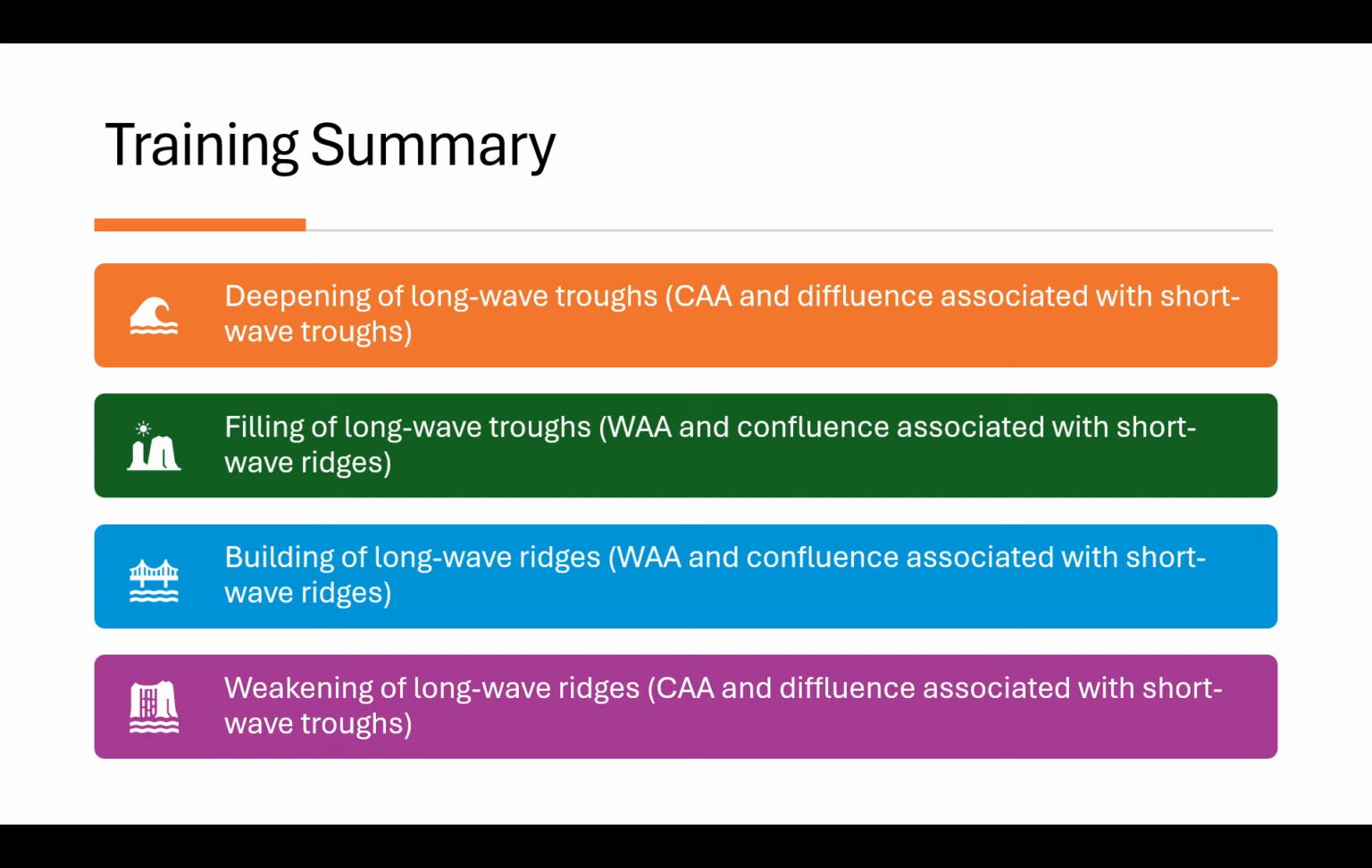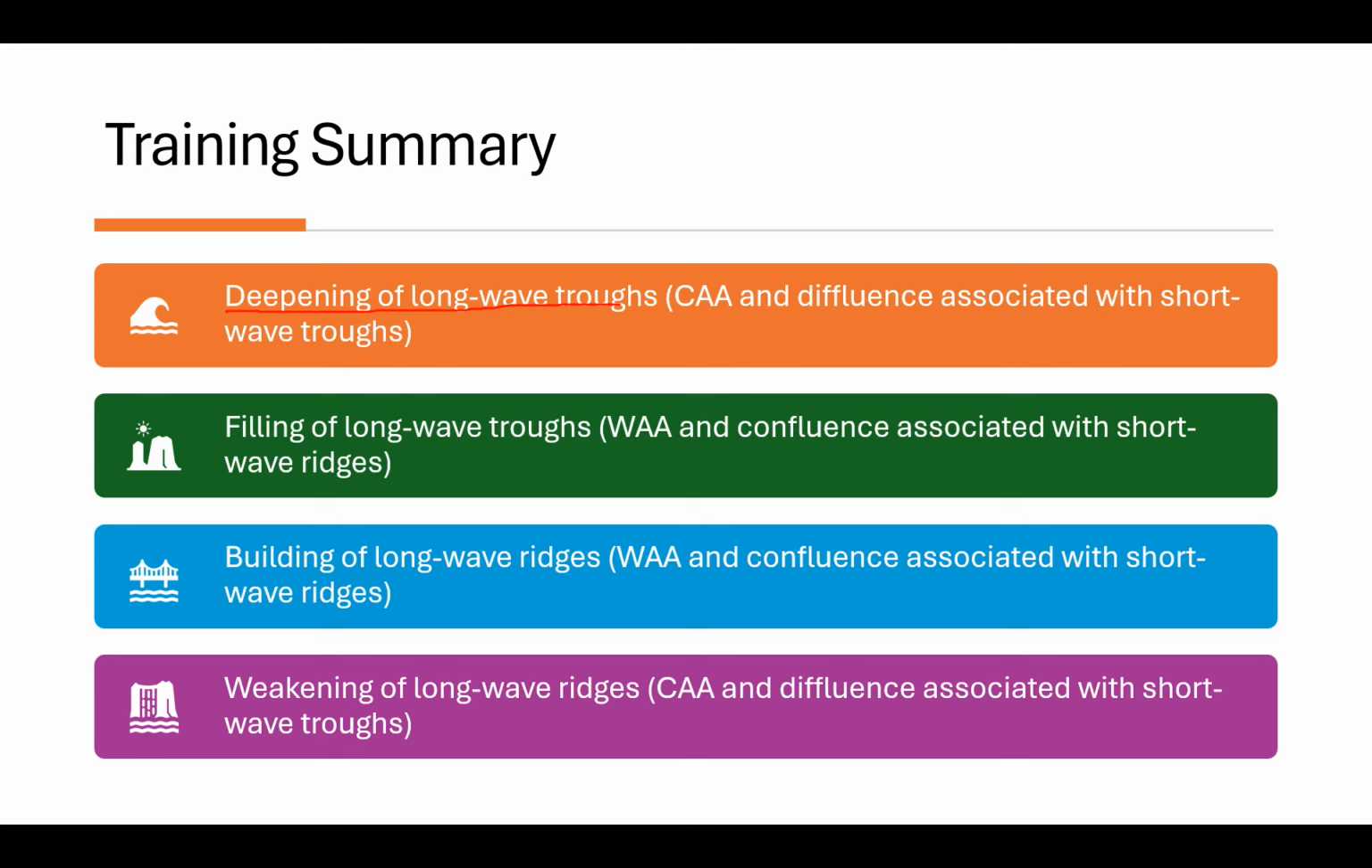All right, so the training summary: deepening of long wave troughs, cold air advection, and diffluence associated with shortwave troughs. So what are we saying here? If you want to deepen your long wave trough, you want to have cold air advection coming into the base of that long wave trough, and you want diffluent wind flow in the upper levels of the atmosphere. That's going to allow for the removal of mass aloft in the air column. And that is typically going to be associated with shortwave troughs.